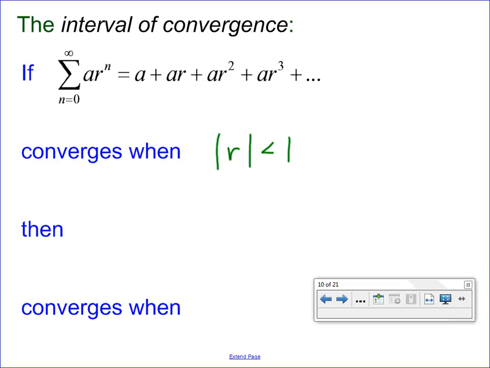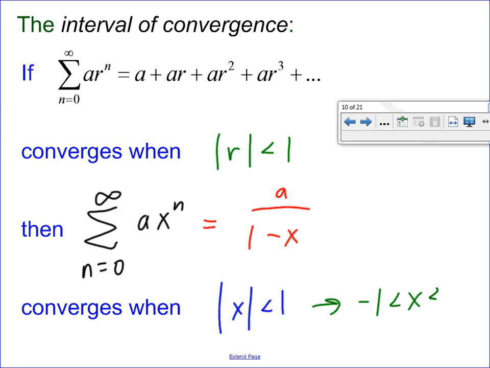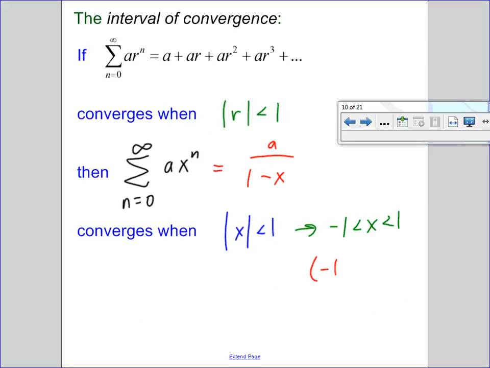All right, so our interval of convergence: if our geometric series converges when the absolute value of r is less than 1, then our power series, sum from n equals 0 of a x to the n, converges when, I'm going to do this one more time, you can write that down, the absolute value of x is less than 1. For us, that means negative 1 is less than x is less than 1, and in interval notation, that would be on the interval negative 1 to 1, strictly.